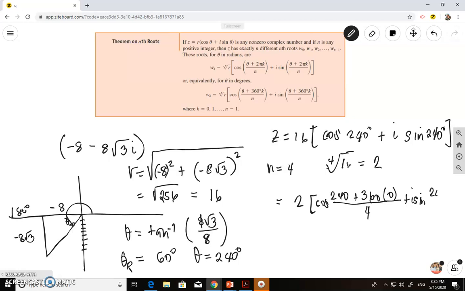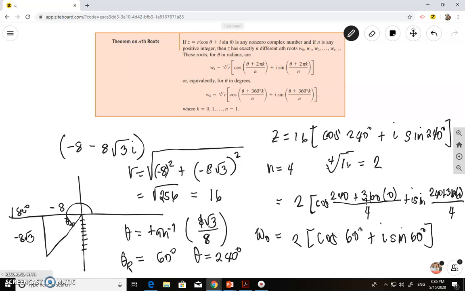Sine, we have 240 plus 360 times 0 all over 4. Okay, so therefore we will have 2. This one is 0, so therefore 240 divided by 4. So therefore we will have cosine 60 plus I sine 60. Okay, so this one is for our W base 0.